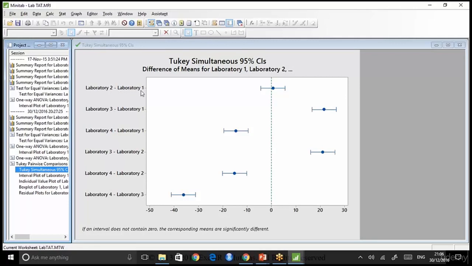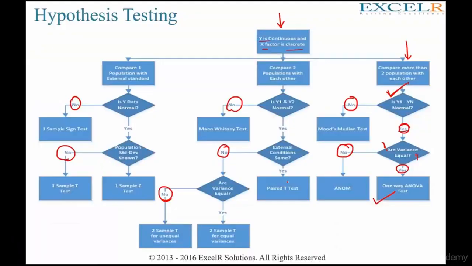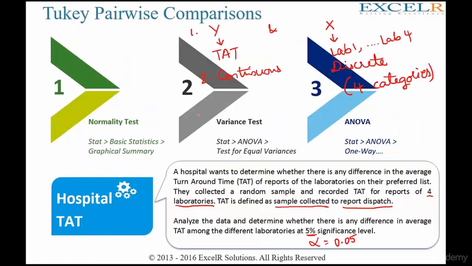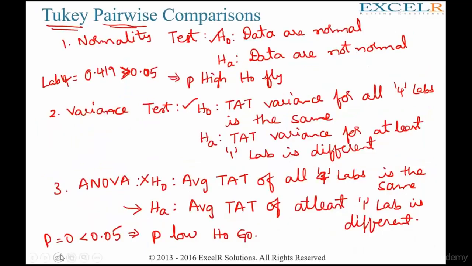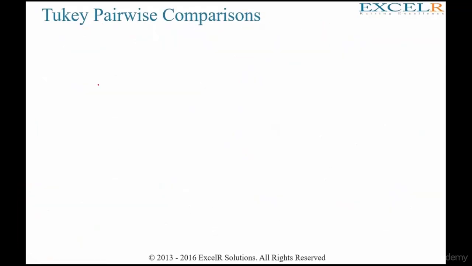Lab 2 minus lab 1. Lab 3 minus lab 1. So let us understand this. Lab 2 minus lab 1 and the rest of the things will fall in line. So I'll go here, erase this and mention lab 2 minus lab 1.